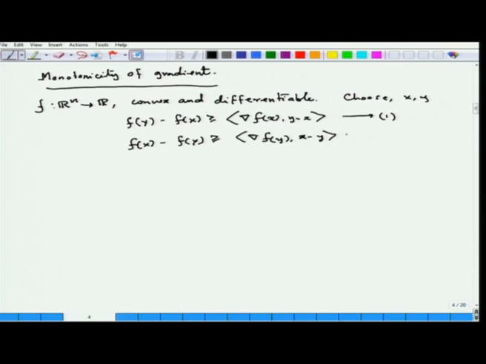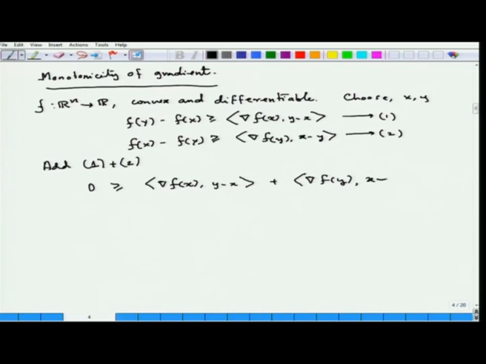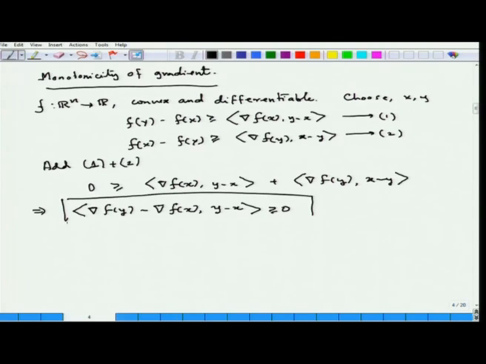So, if I call this equation 1 and this inequality 2, and I add up 1 plus 2, what I get is 0 is bigger than or equal to grad of f x into y minus x plus grad of f y into x minus y. So, this would immediately show that grad of f y minus grad of f x into y minus x is greater than or equal to 0, and this is the monotonicity property of the gradient. This property is called monotonicity.